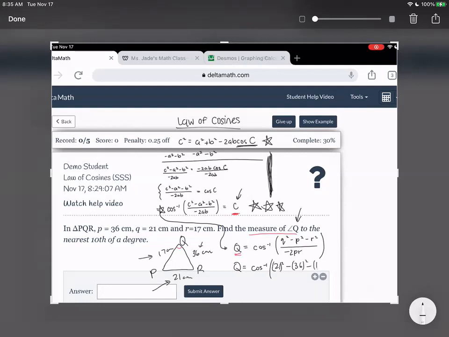that's this one, 17 squared, all over negative 2, and then the p, once again, is 36, and the r is 17. So all of that goes in the cosine inverse. So I just plugged it in. Are there any questions up till here? Please let me know, and I'll also give you guys time to write.